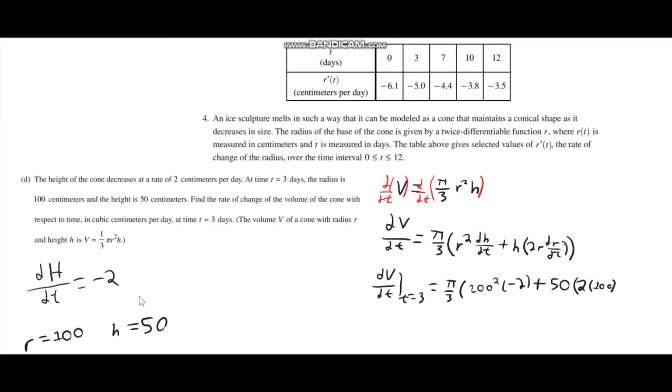Now, you don't see dr dt over here. To get the dr dt, we have to look back to this table. Here's our r prime, also known as the dr dt. And we're interested at time t equals 3. So that's going to be a -5. So we'll multiply this by -5. I just want to make sure I have the correct number of closed parentheses here. This is 50 times all this right here. And then I have a closed parentheses because I'm distributing the pi over 3 into all this. Okay, so we have solved the problem. I don't think we need to put down units because they gave it to us right here. And that's it.